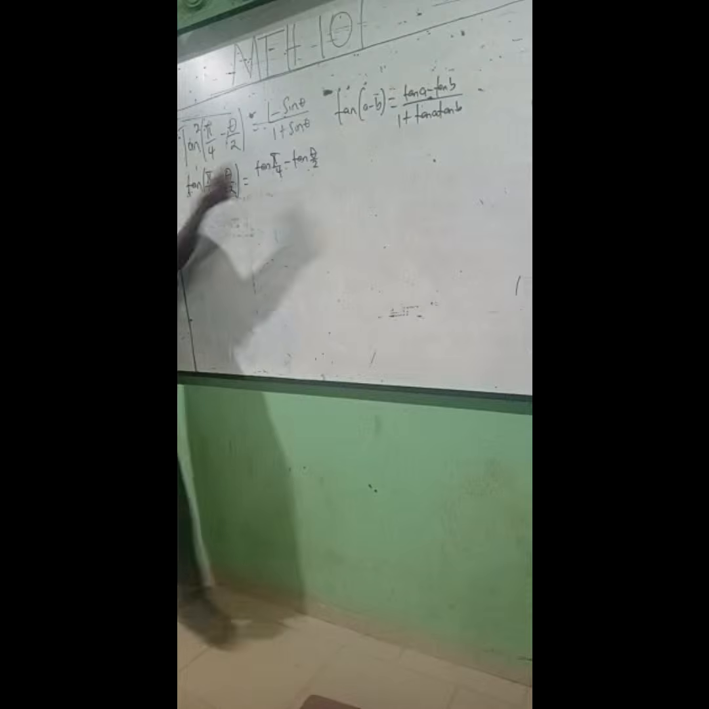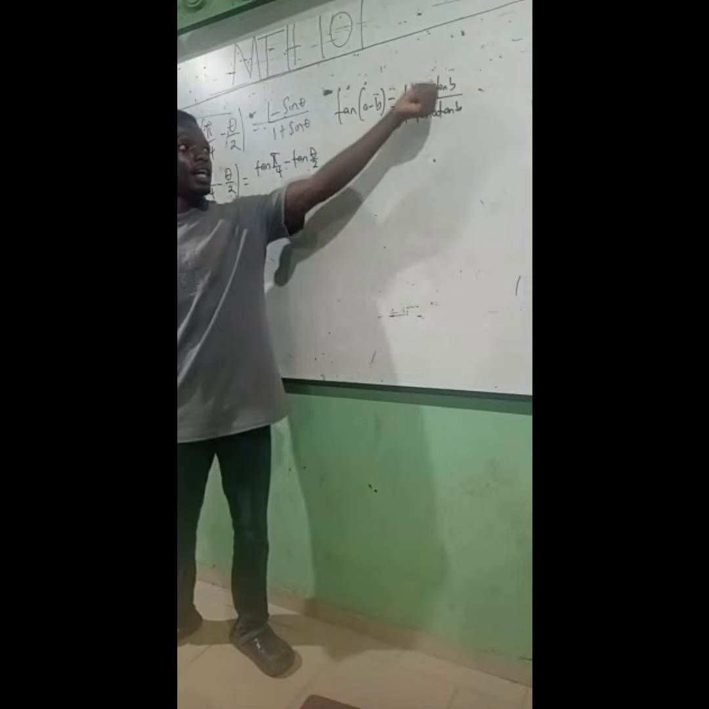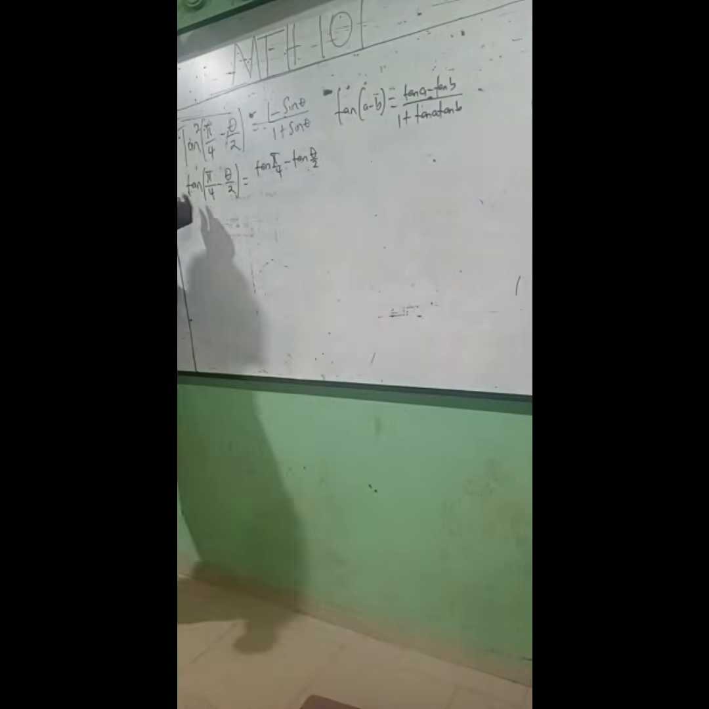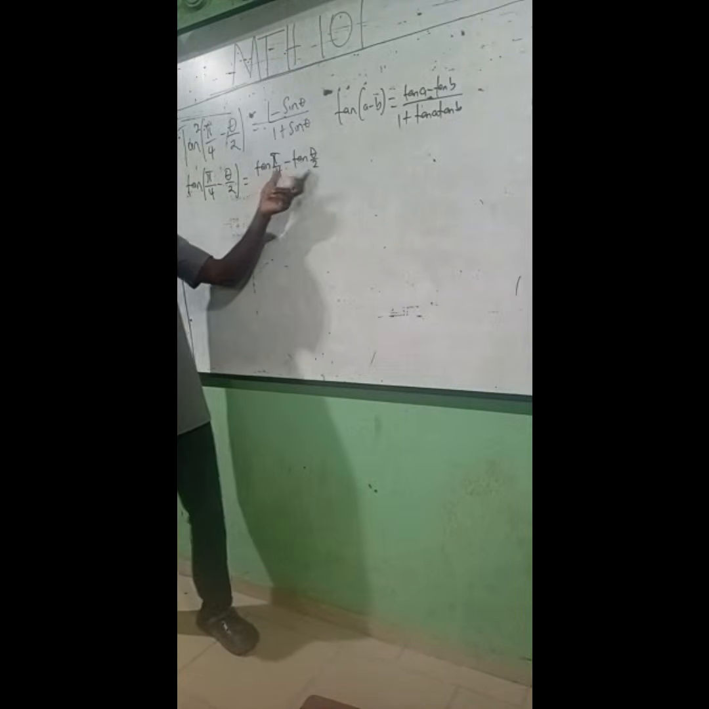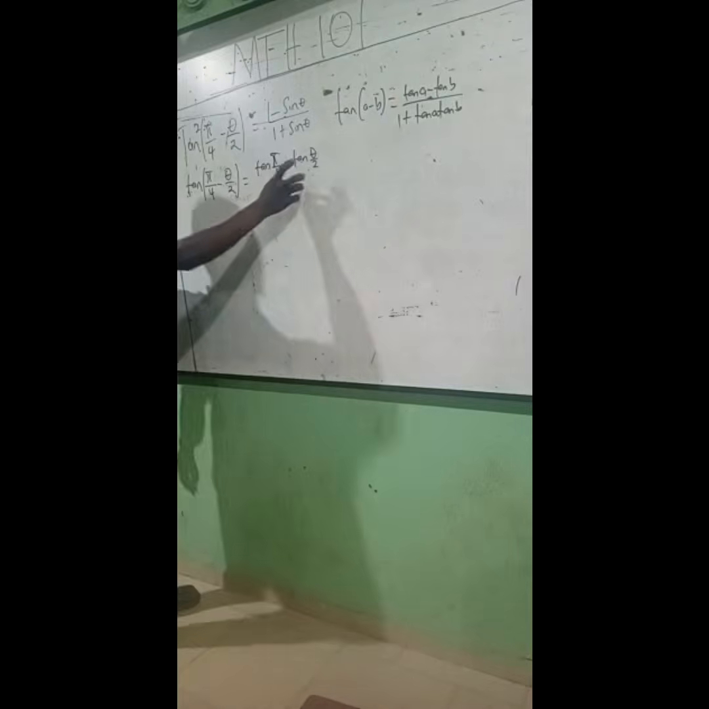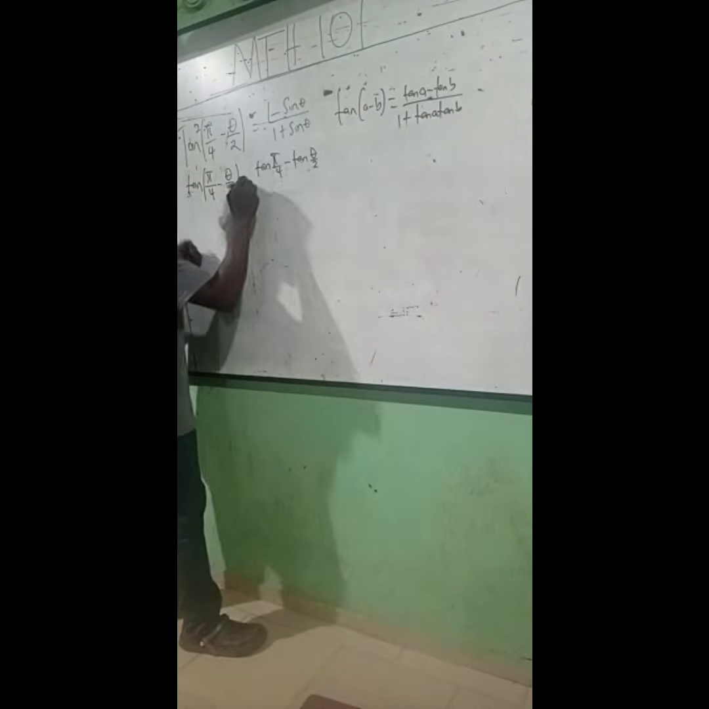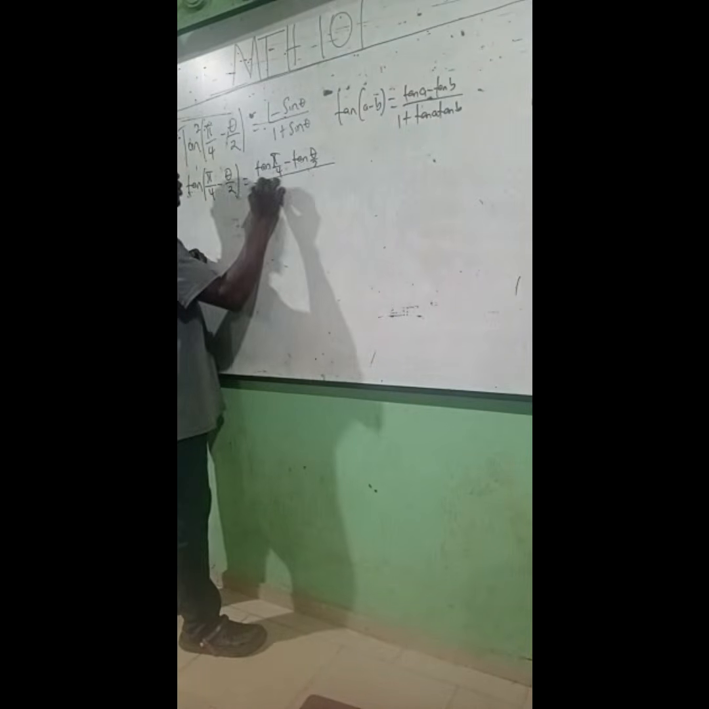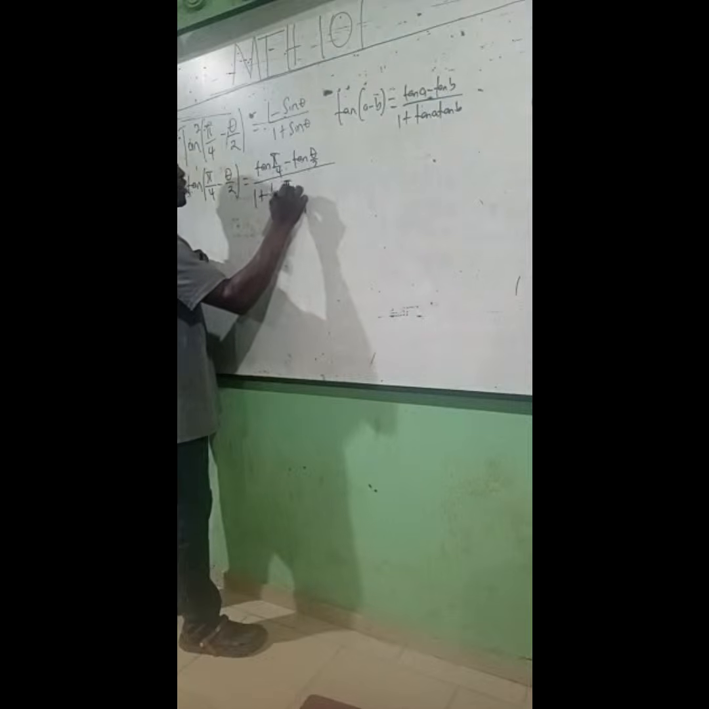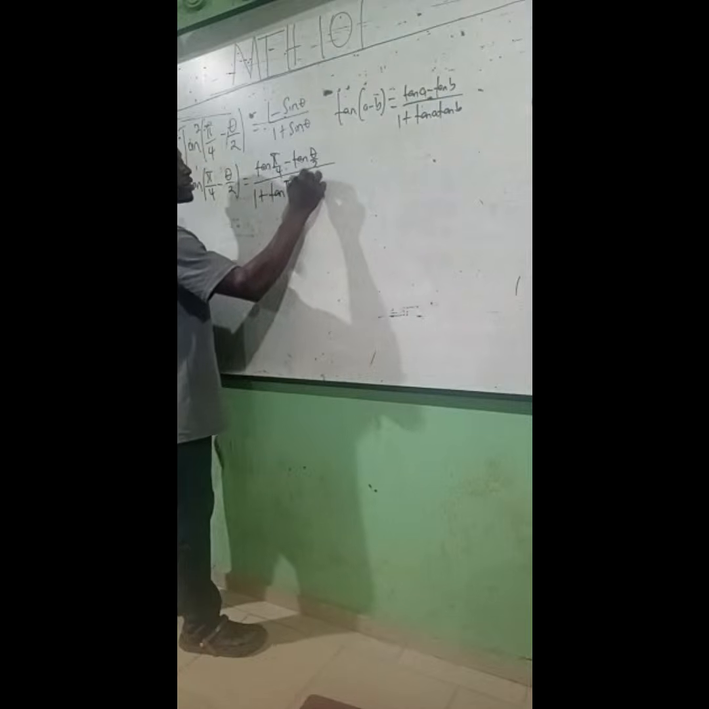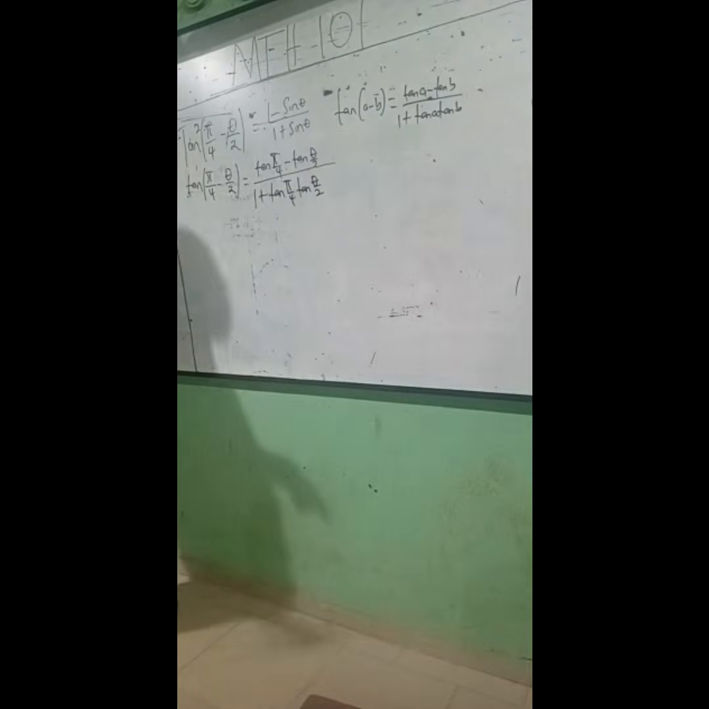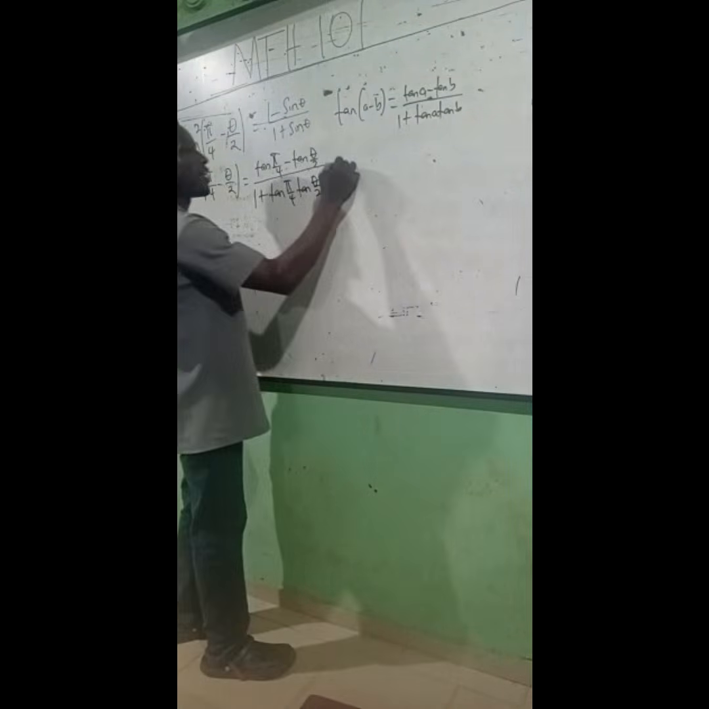So if tan A minus B equals to tan A minus tan B over 1 plus tan A tan B, so tan 5 over 4 minus theta over 2 equals tan 5 over 4 minus tan theta over 2, over 1 plus tan 5 over 4 tan theta over 2, isn't it? And we know that 5 over 4 is 45. What's tan 45? 1. So this guy gives us what?